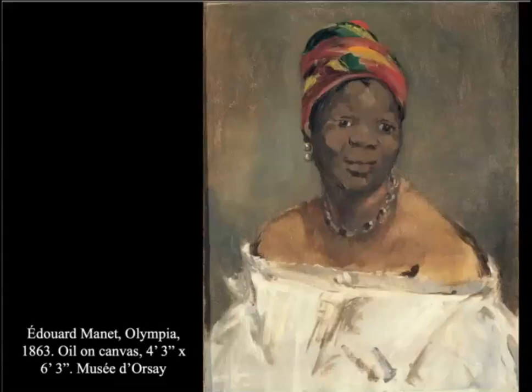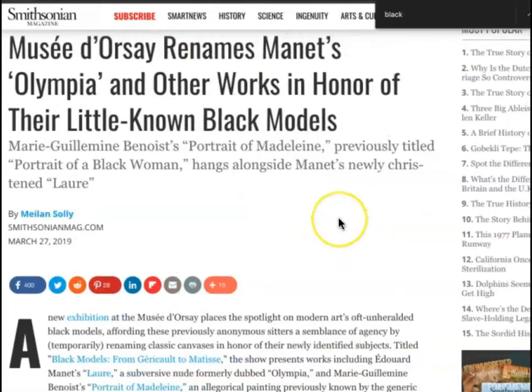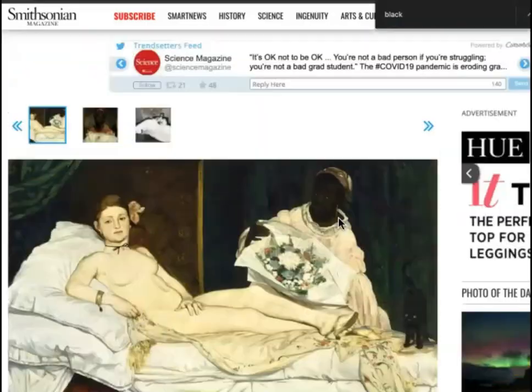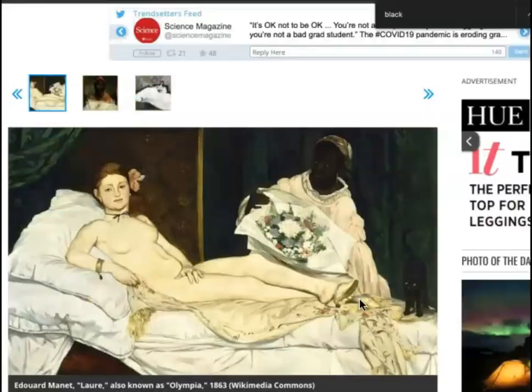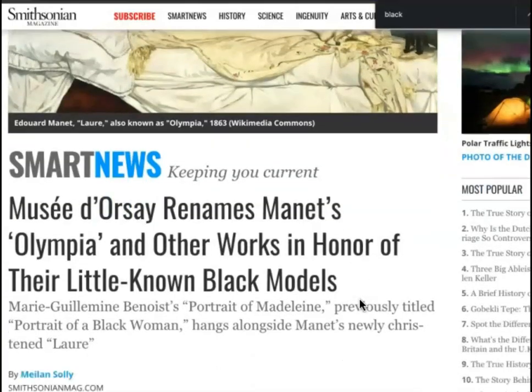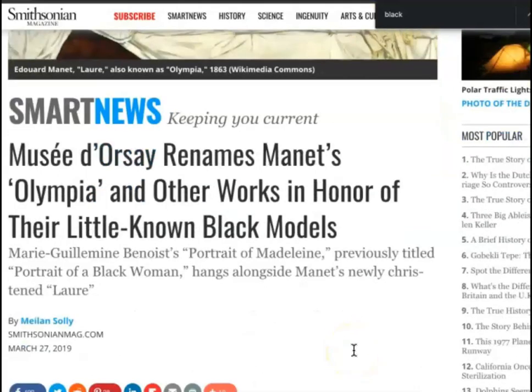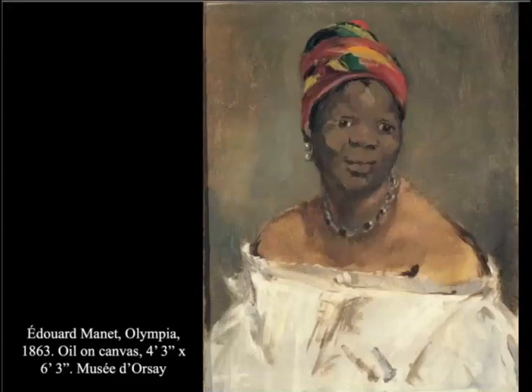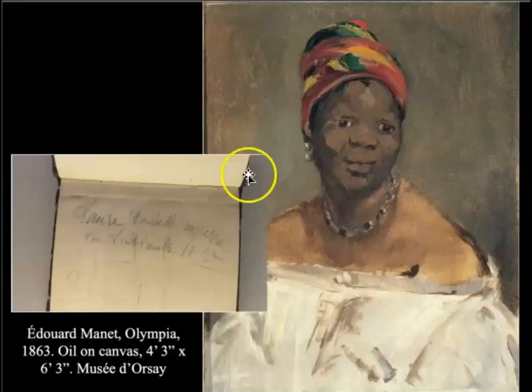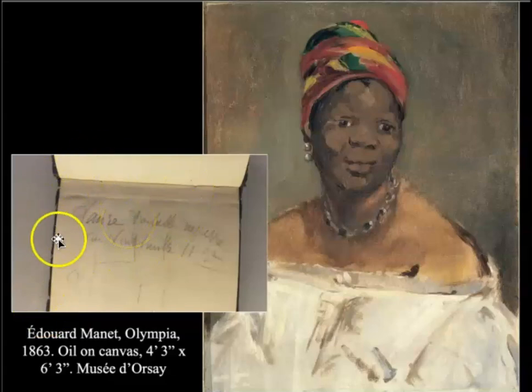Luckily, we have started to get some great information from the Smithsonian and other museums that have gone in and tried to research back through the lives of the black women that modeled for some of these famous painters. Because even though Manet paints her and says, oh, she's beautiful, and he painted her a lot, and she's featured in his pocketbook, we believe her name is Laure or Laura.